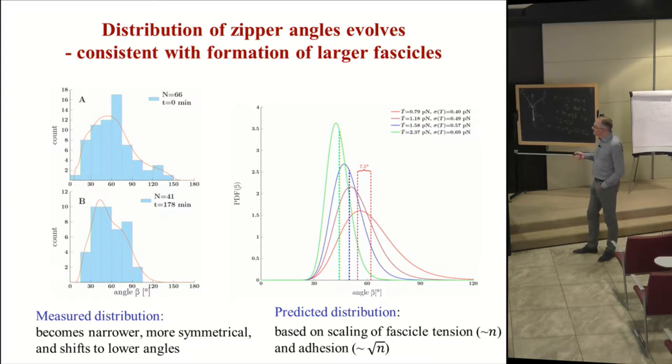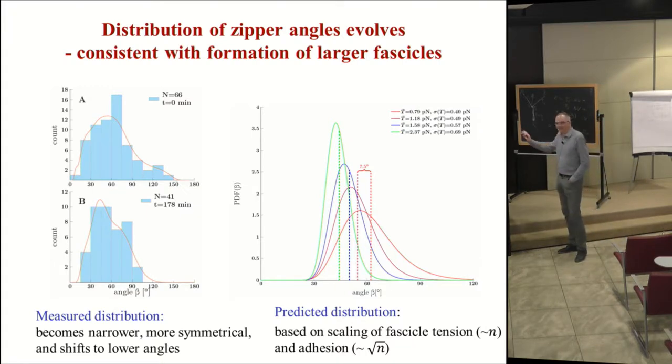So this is actually our distribution, not Robert's distribution. At an early stage of the coarsening of the network and a late stage, you can see that the distribution of the zipper angles in our systems, the mean moves to lower values and the distribution becomes a bit more narrow. And we were able to reproduce this tendency, even partially quantitatively, by doing a simple calculation.